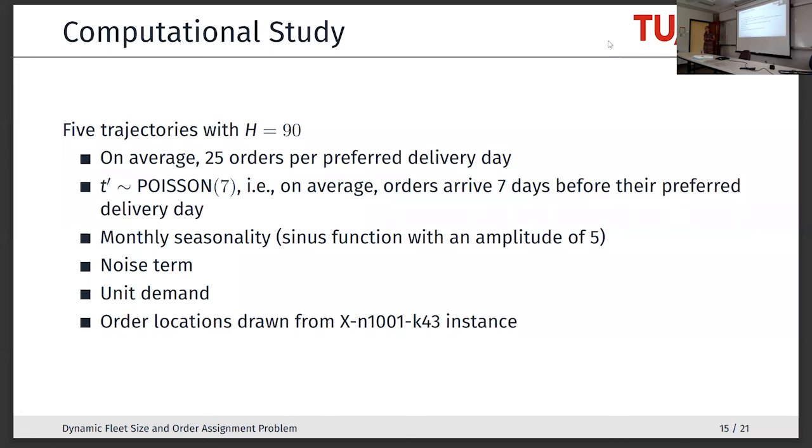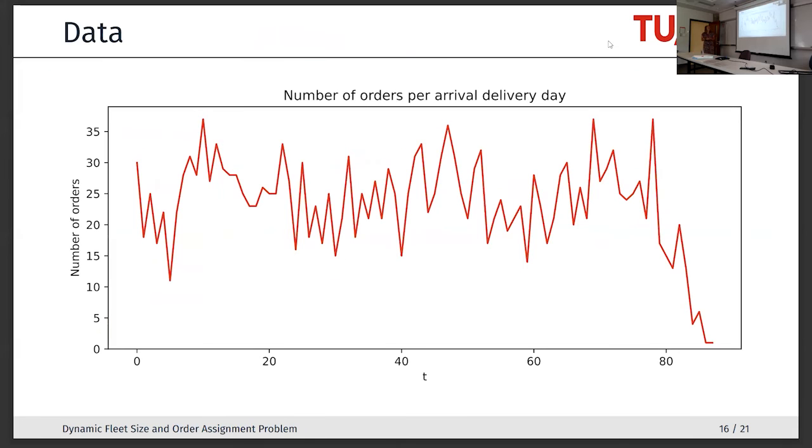The orders are unit orders, so it's just 1 unit to each customer. And the order locations are drawn from a large VRP instance. So this is, for example, how a trajectory of preferred delivery date orders could look like. So on average, we have 25, but we have large deviations, and then this is like the end of horizon effect.